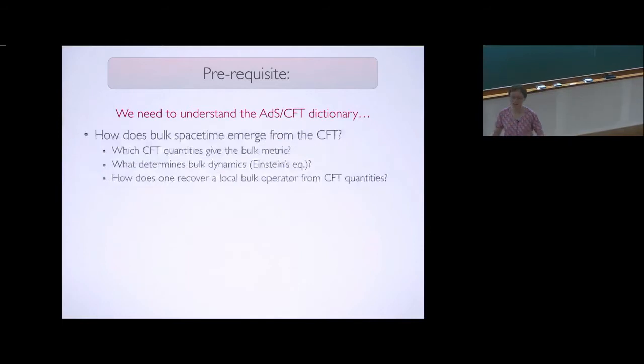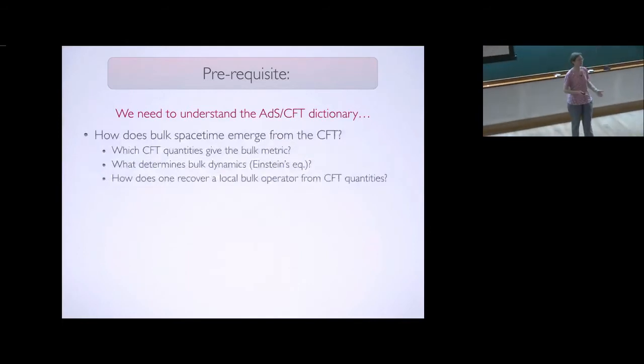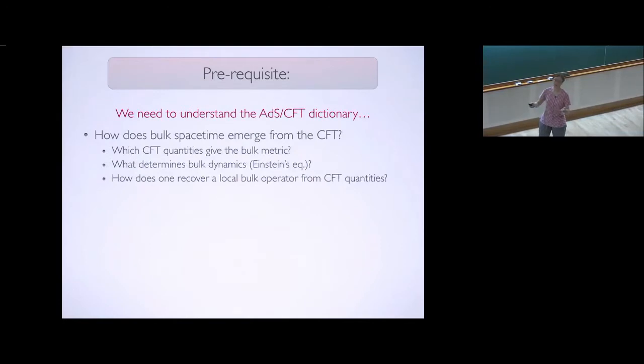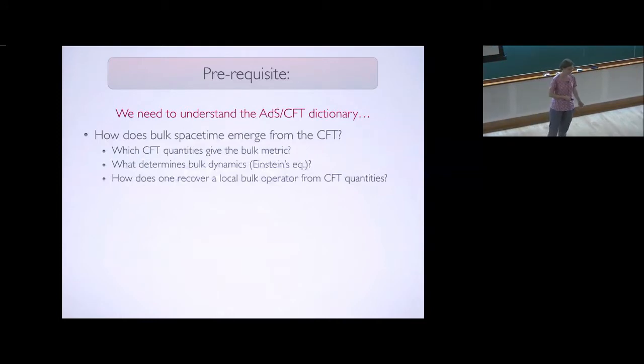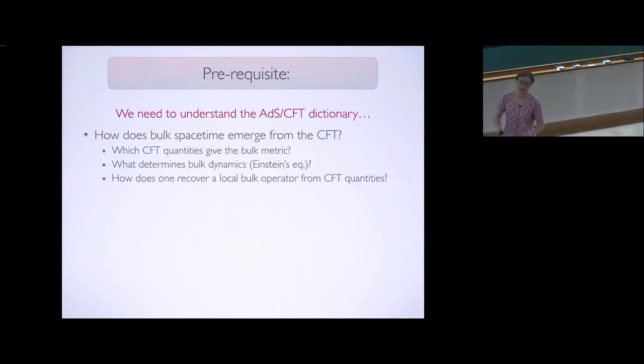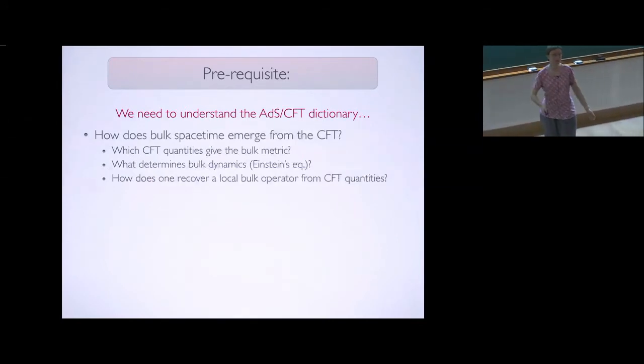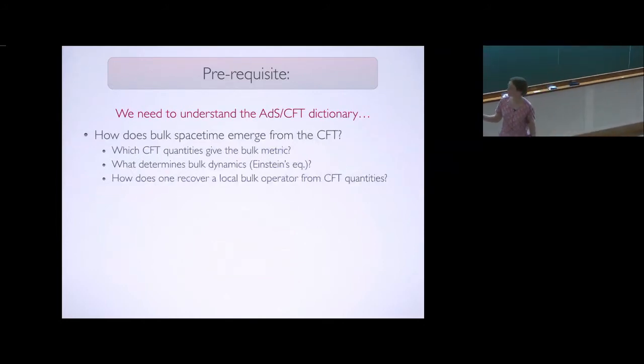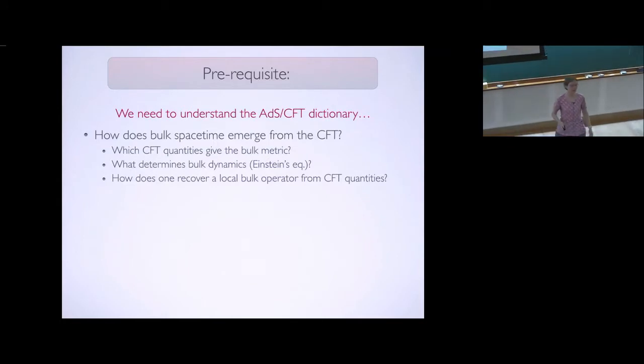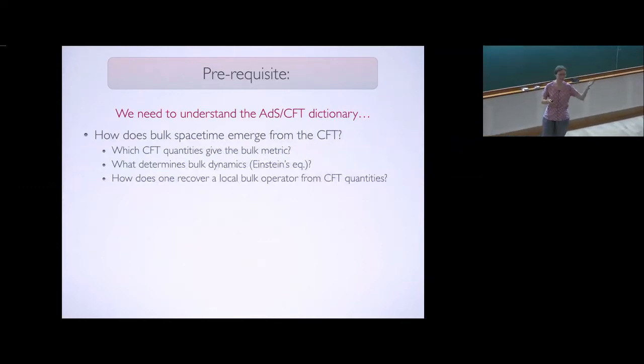And so things that we are curious about from the very start are things like, how does this bulk dynamical geometry emerge from the dual CFT? And for example, what CFT quantities would describe the bulk metric? More importantly, what about the dynamics? What encodes the bulk dynamics? And even more ambitiously, if you have, for example, a local operator in the bulk, how do you describe that in the CFT? Those sorts of questions have arisen with various new insights over the last few years. And so this is very much an active area of investigation.